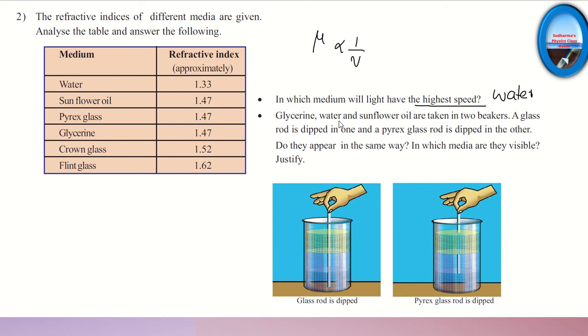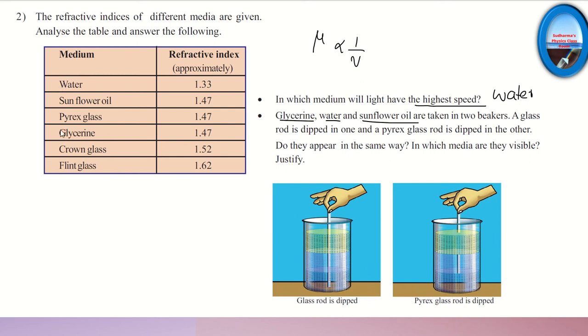Glycerin, water and sunflower oil are taken in 2 beakers. A glass rod is dipped in one and a Pyrex glass rod is dipped in the other. So the diagrams are shown. Do they appear in the same way? In which media are they visible? Justify. So a glass rod is dipped in one and a Pyrex glass rod is dipped in the other. So what are the materials, the liquids taken? Glycerin, water and sunflower oil.